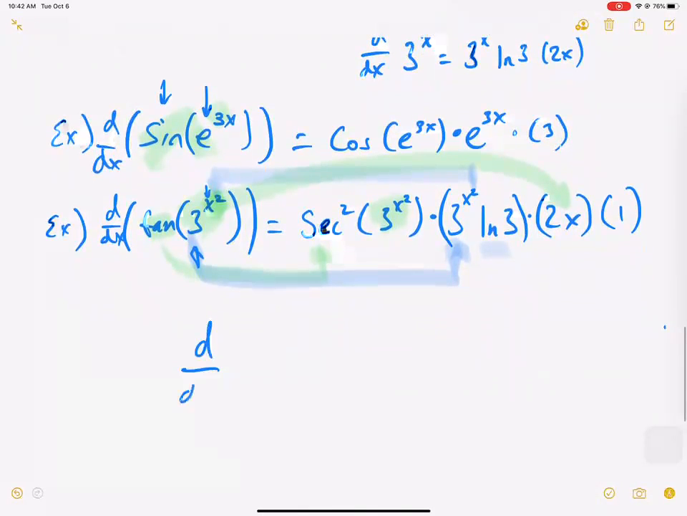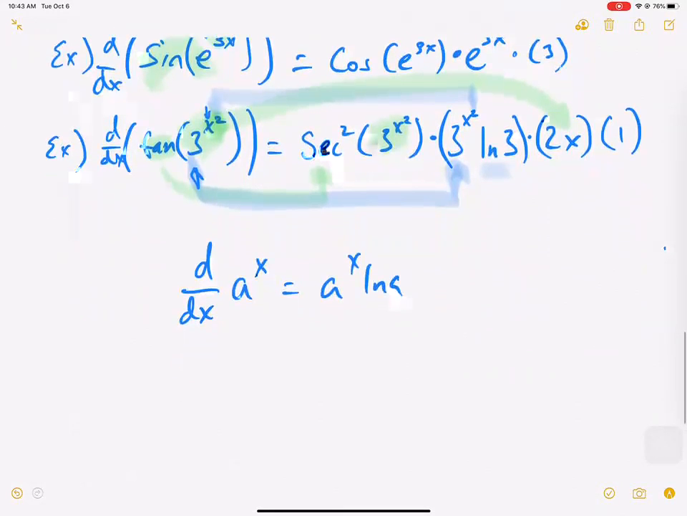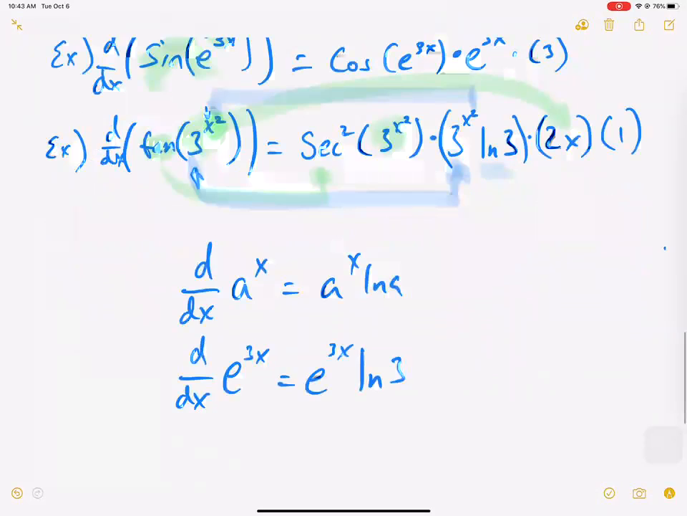Let's do this derivative. I'll do it the long way. If I use this a to the x equation, I'm going to rewrite it. D over dx of e to the 3x is e to the 3x times ln of, not 3, sorry, ln of e. What happens to ln of e? It's 1. That's why we don't write it.